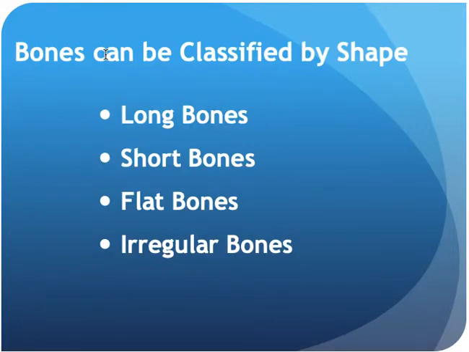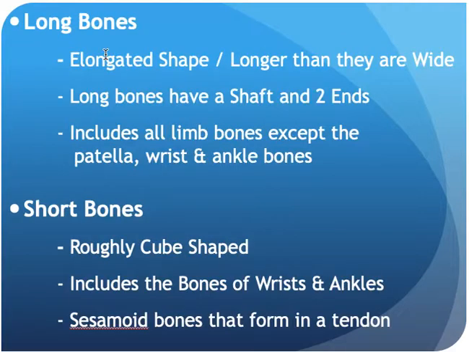So now we look at another way we can classify our bones, and that is by shape. So we have long bones, short bones, flat bones, and irregular bones. So long bones are going to have an elongated shape. They're going to be longer than they are wide. They're also going to have a shaft, and then they're going to have two ends. These are going to include all limb bones except for your kneecap or patella and your wrist and your ankle bones. Okay, so most of the bones in the body are going to be these long bones.